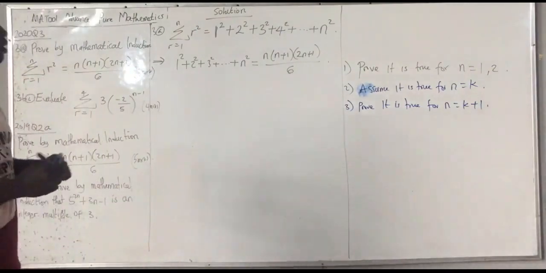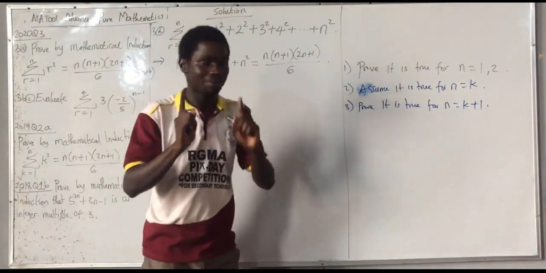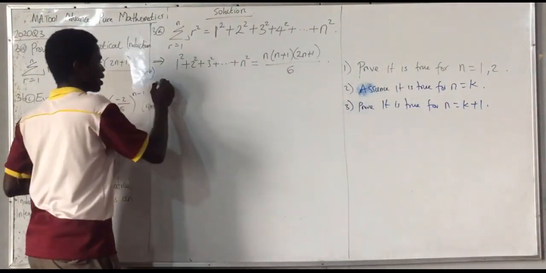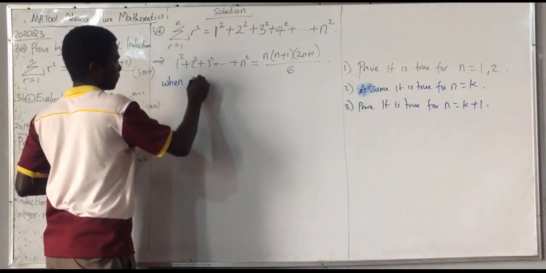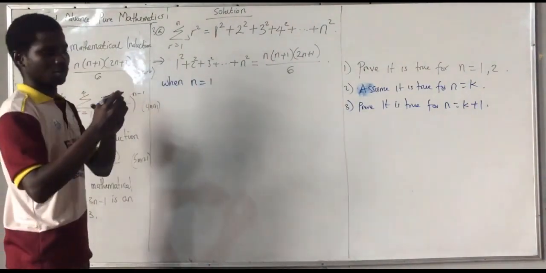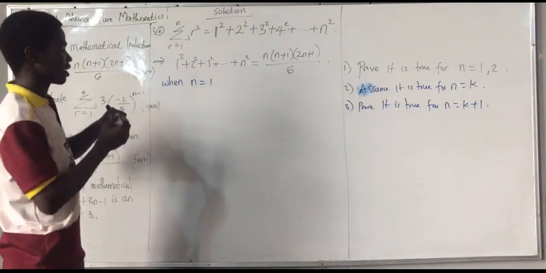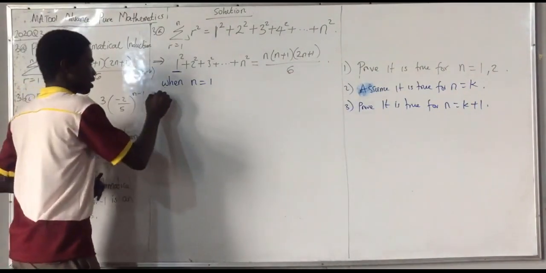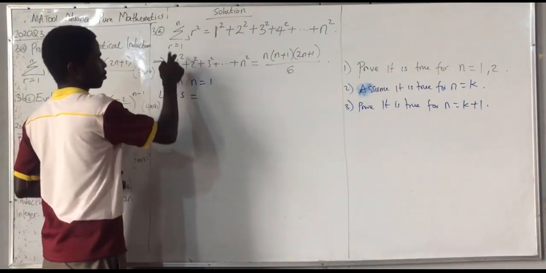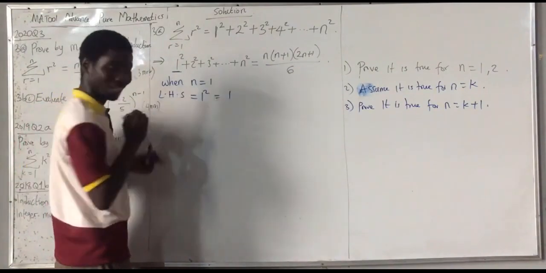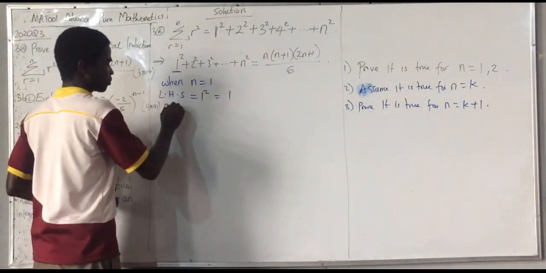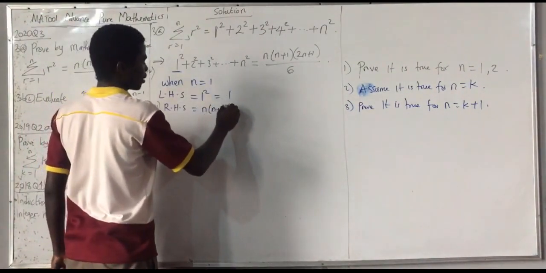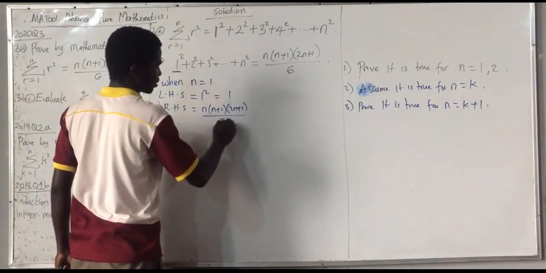So now, look at it. The first inductive step: prove it is true for n equal 1. When n is 1, what happens to the left hand side? This is when n is 1 on the left hand side. Left hand side is 1 squared. That is 1. Right hand side is what? n plus 1, 2n plus 1 over 6.